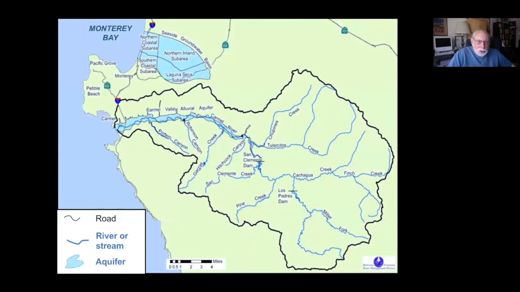Our water resources here in Monterey have been two sources, two aquifers, one in the Carmel River Valley and the other just up to the north towards Seaside. And it looks like we're going to have to rely on the one at Seaside for our water in the future.